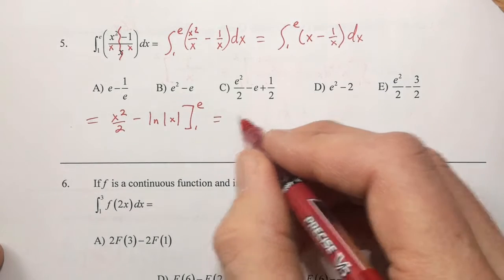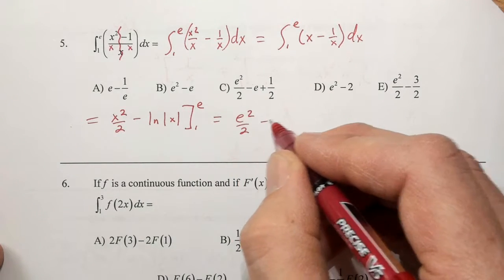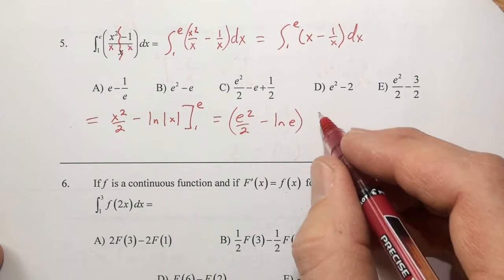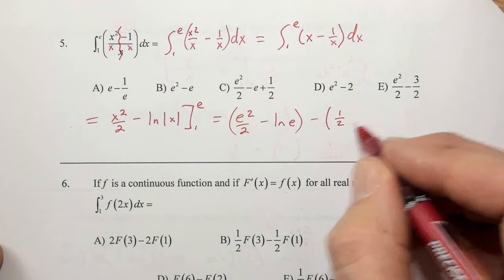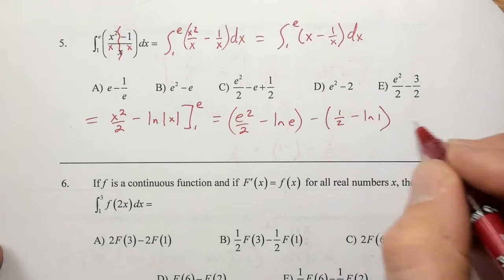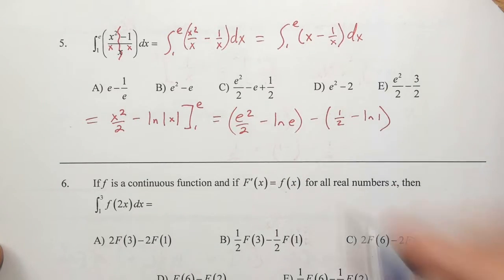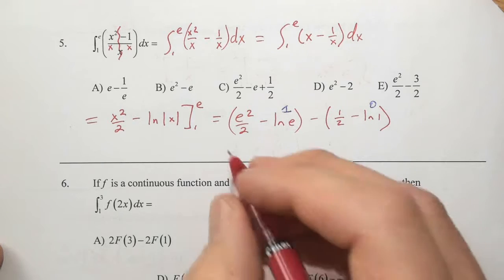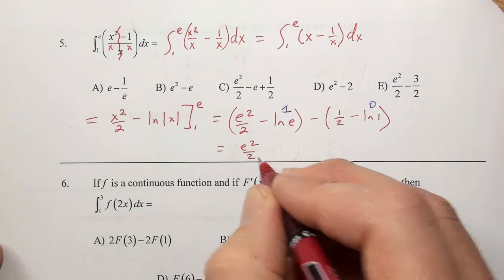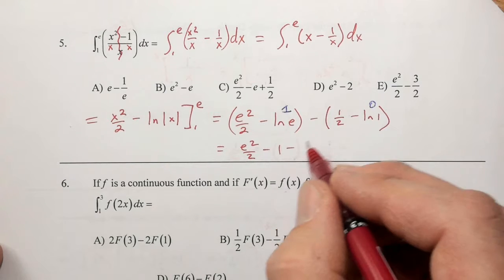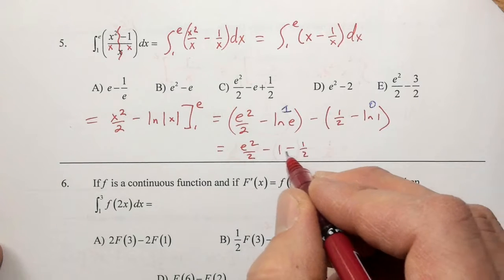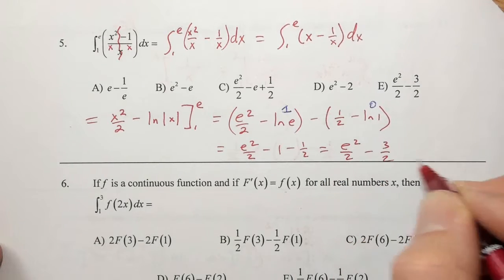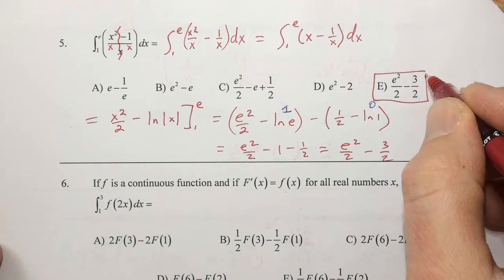When we plug in e, we get e squared over 2 minus the natural log of e. When we plug in 1, we get 1 squared over 2 minus the natural log of 1. The natural log of e is equal to 1. The natural log of 1 is equal to 0. So we end up having e squared over 2 minus 1 minus a half. So 1 and a half is 3 halves. So we have e squared over 2 minus 3 halves. Our answer is E.